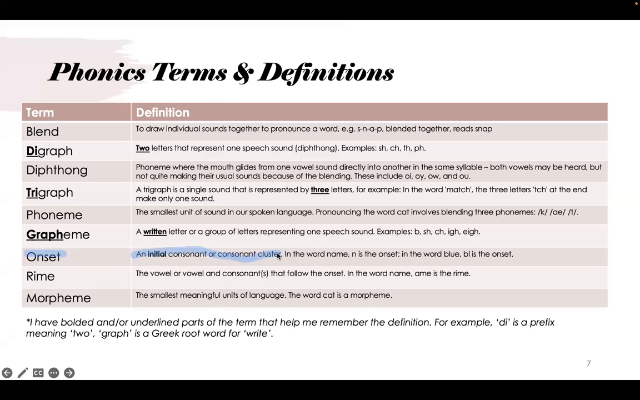Peter Piper picked a pack of pickled peppers. A tongue twister? Yes. But so too is it alliteration, right? And getting kids to play. The cat climbed and clawed the clouds from the couch. Lots of C words. Getting the kids to play and recognize that what they're doing is playing with phonemes. I am taking that one initial, the onset sound, onset consonant, and playing word games.